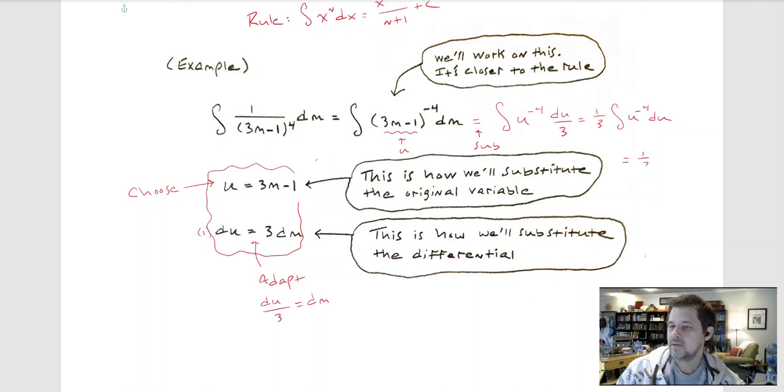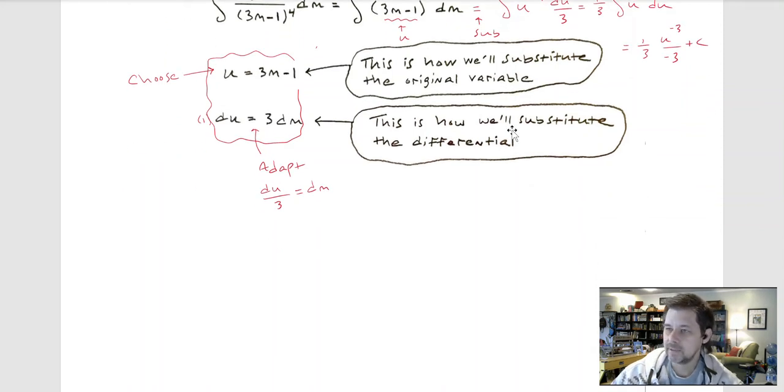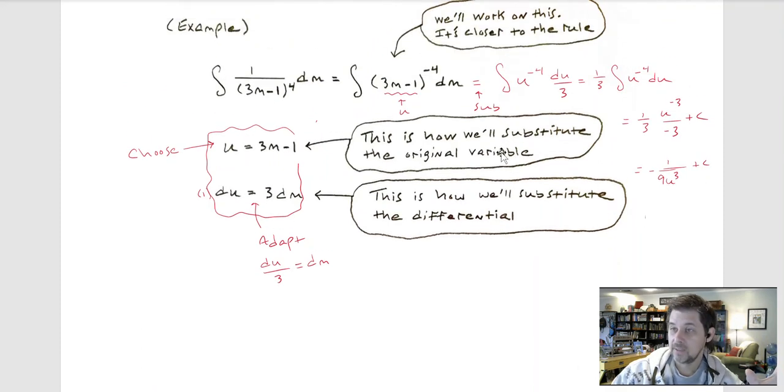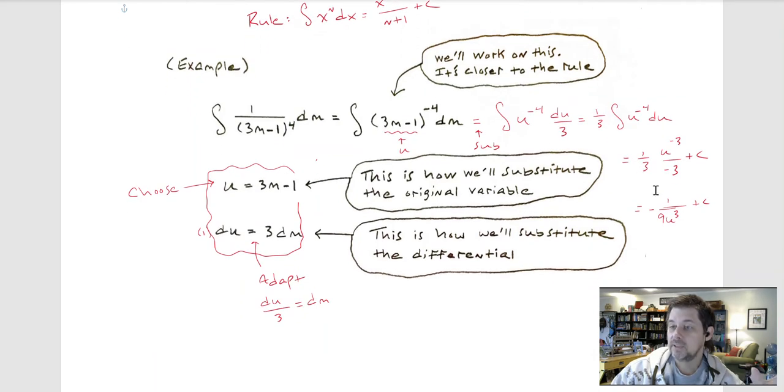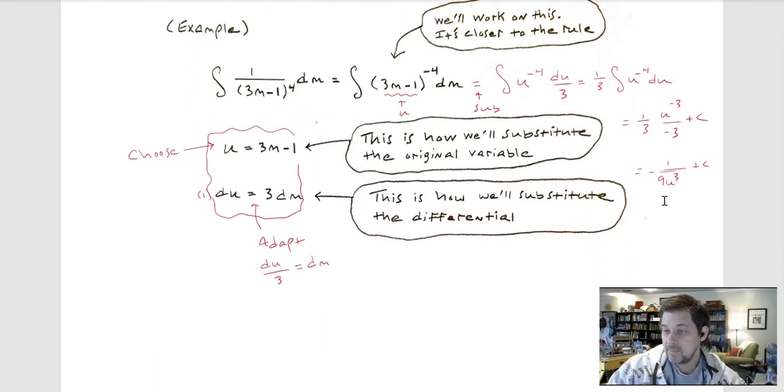It's 1/3, and my rule says I need to add 1, so it's -4 plus 1. So it's -3, and then I divide by -3, and then I do plus c. With a little bit of cleaning up, my term will be negative. I'll get a 9 on the bottom, and I'm going to say u to the 3rd power plus c, and then times 9. So -1/9 u to the 3rd power plus c. That'll be my answer. I got my rule to become applicable to it. I got my answer. That was my objective.